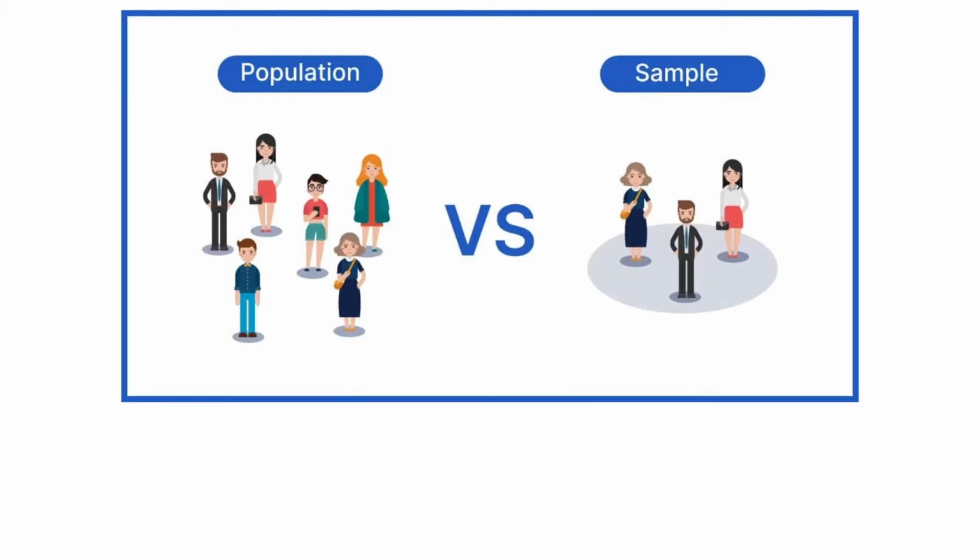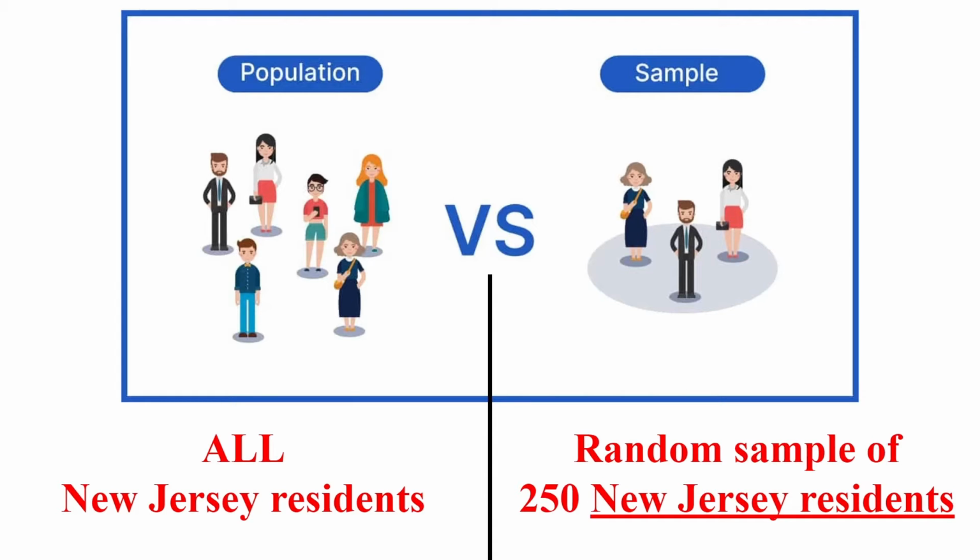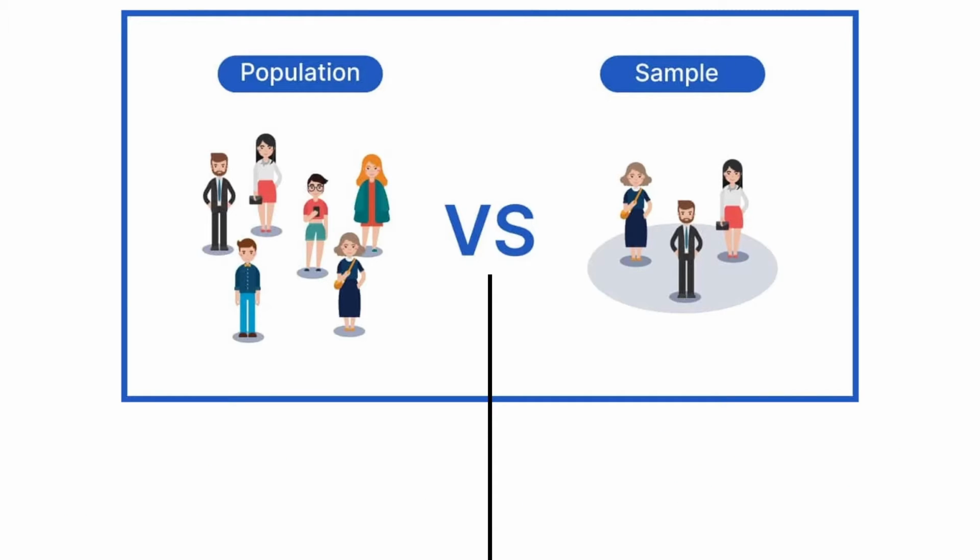So take a look at this graphic. Let's say my population is all New Jersey residents, and I take a random sample of 250 people. My sample would be 250 New Jersey residents. So those 250 people were a subset of all New Jersey residents. Now, when we do these questions today, you're going to see that a lot of the time, they give it to us kind of the reverse. They give us the sample, and we have to figure out what the population is.